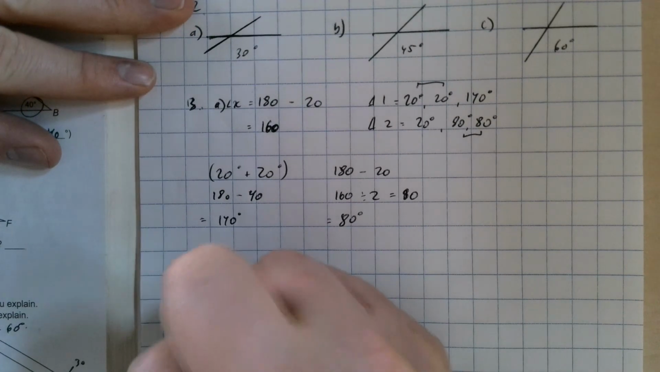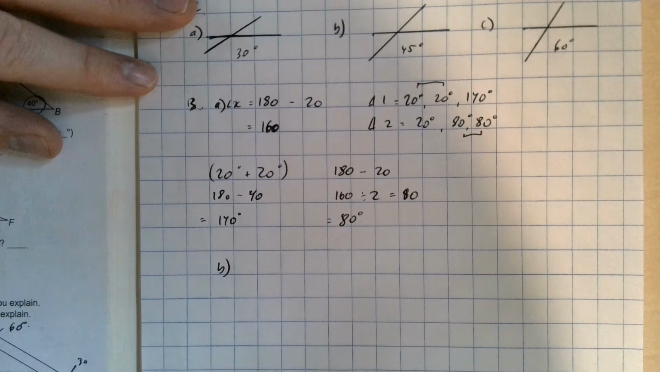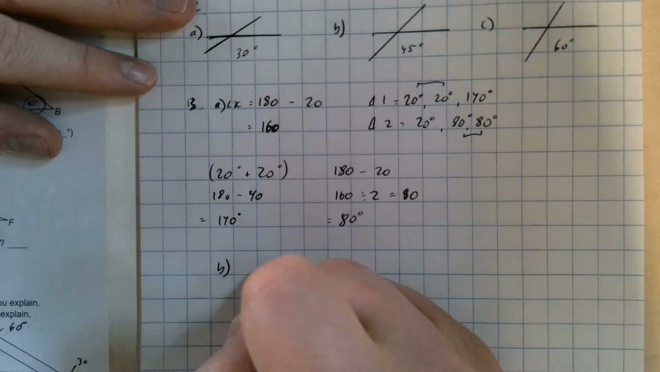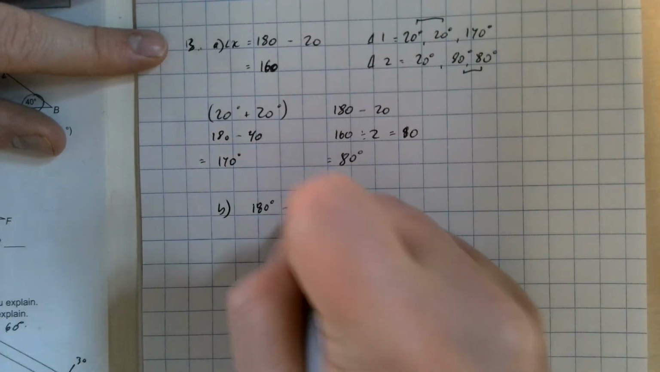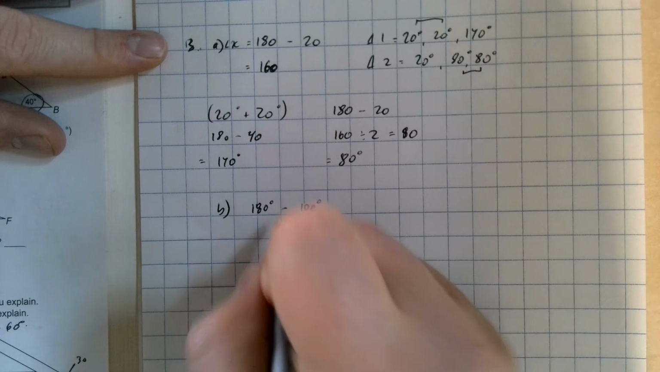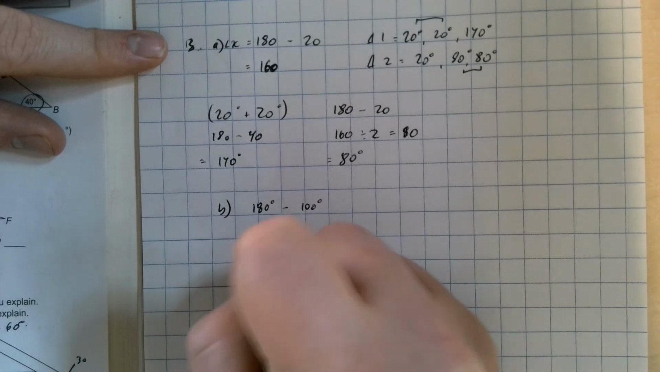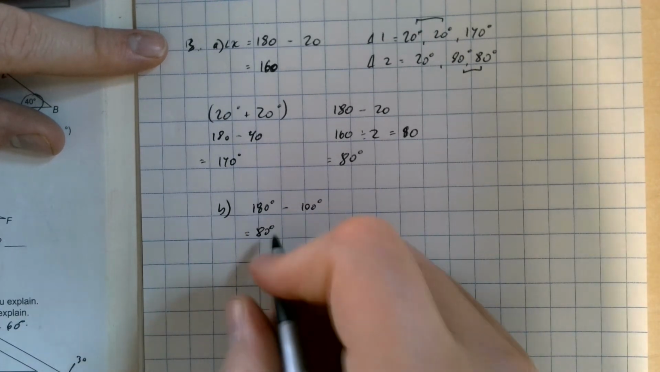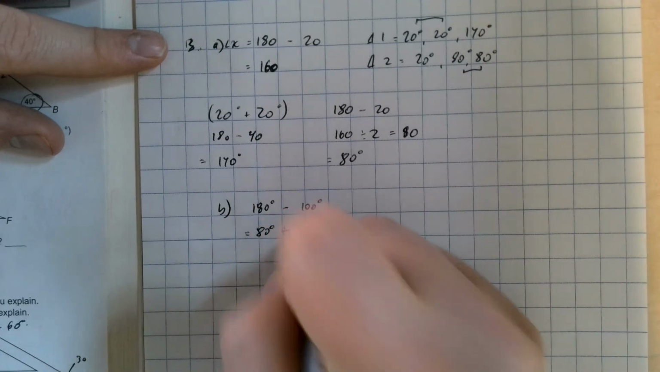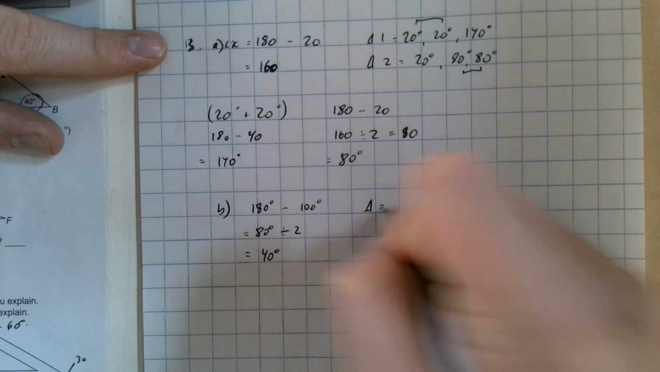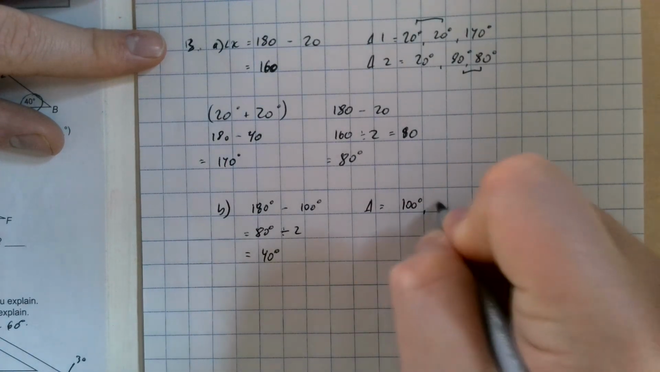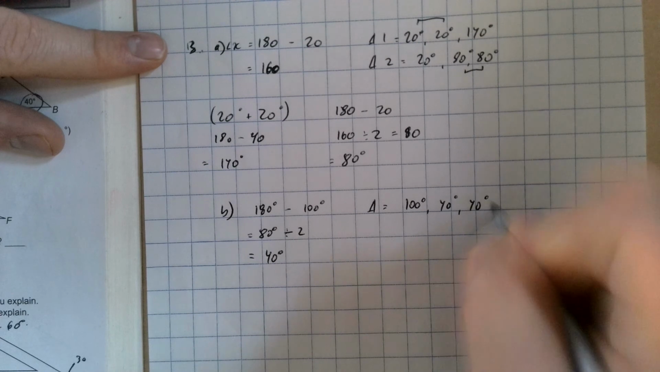Okay, for question B, this was a little bit different. I have two equal angles. One of the angles in the triangle measures 100 degrees. That means, because we said before you can't have two obtuse angles in a triangle, I'm going to do 180 take away 100. That means I have 80 left over, and I have to have my two other angles come out of that. So 80 divided by 2 means I have 40 degrees. So this triangle is 100 degrees, 40 degrees, and 40 degrees.